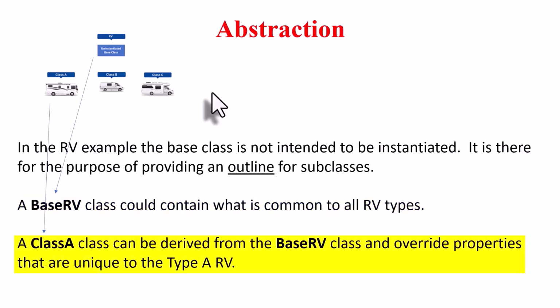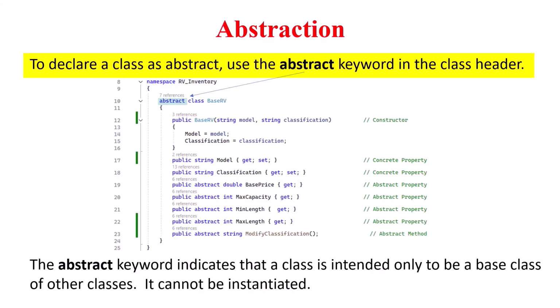The Class A class can be derived from the base RV class, and override properties that are unique to the type A RV. Take a look. To declare a class as abstract, we use the abstract keyword in the class header. You can see we have abstract class base RV, and inside it, we have the base RV.